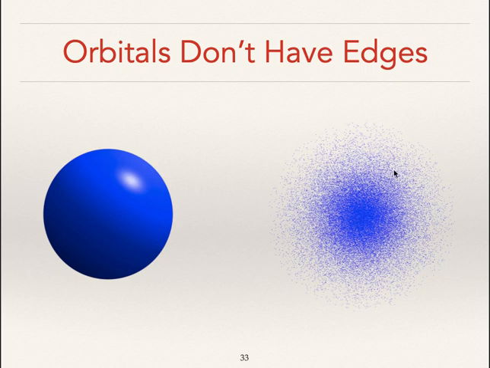So this is what's real. And again, I want to emphasize this does not represent a picture of a million electrons around the nucleus. This represents a million pictures of one electron at different times around a nucleus.